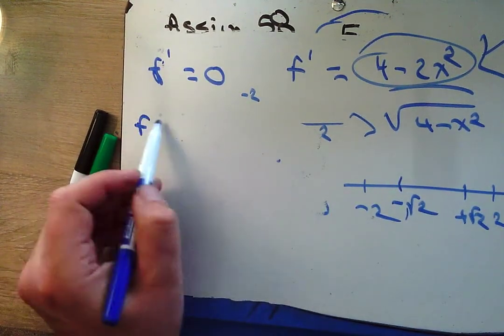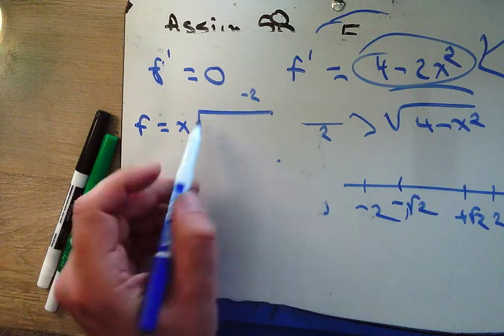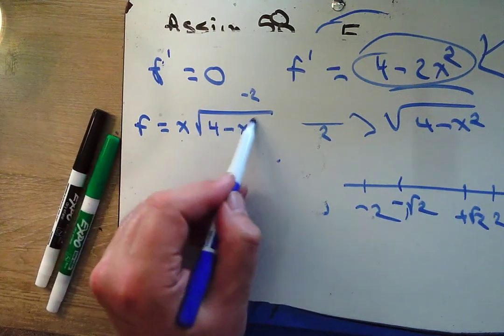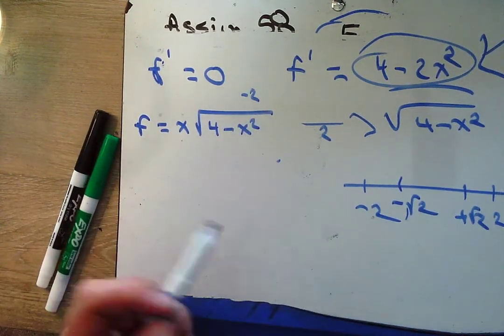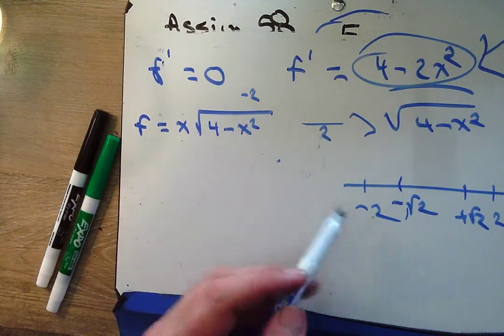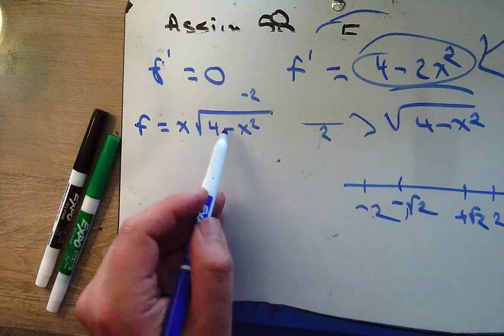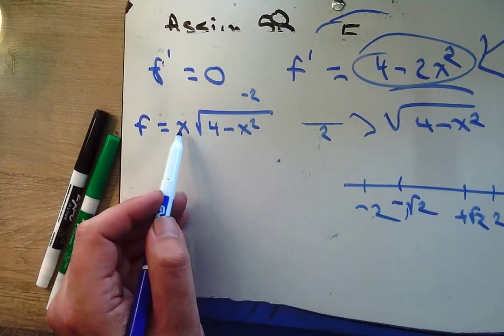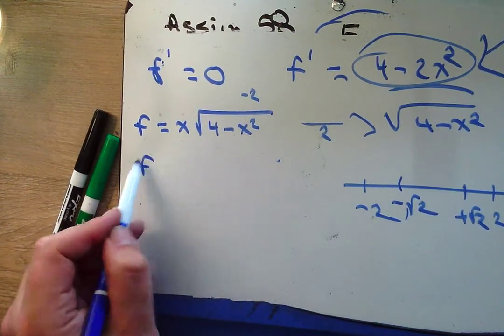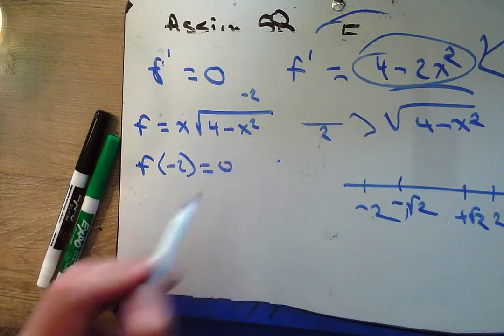Remember what the original f was? F was x times the square root of 4 minus x squared. All right, well, let's see what happens. I plug these values in. I plug in a negative 2. Negative 2 squared is 4. 4 minus 4 is 0. I get 0 times negative 2, which is 0. So f of negative 2 equals 0.